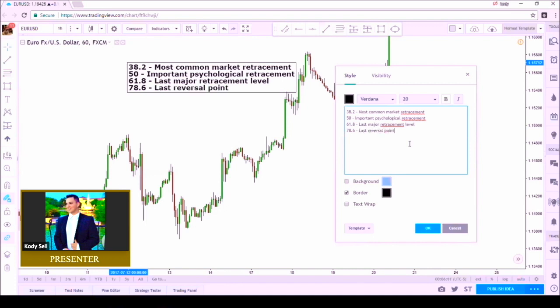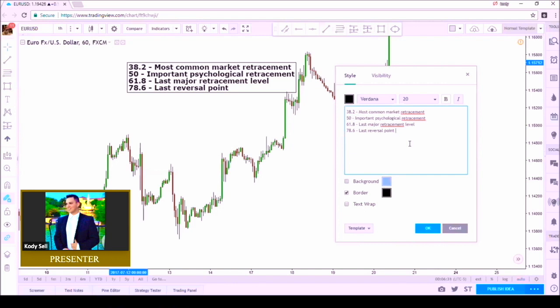So we're going to mark this down as the last reversal point. So 61.8 is the last major retracement point where you'll see very strong moves from. But technically the 78.6 is that last little catch that could catch the market. But ultimately, if you see the 61.8 break, you're not really going to be looking to trade from the 78.6 most of the time. Some people love the 78.6 trade.